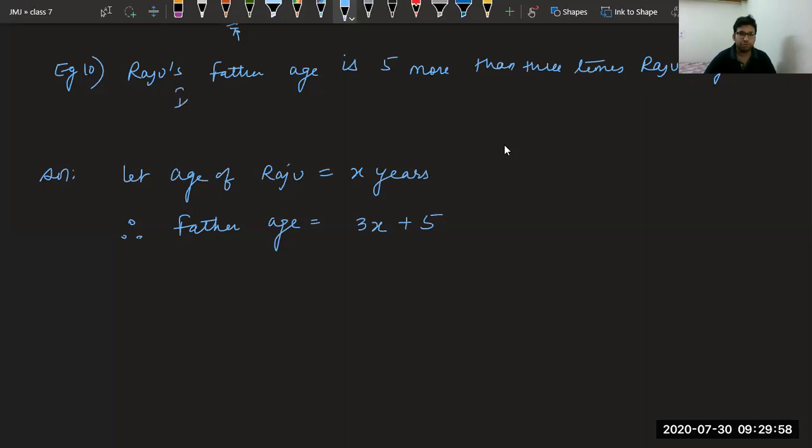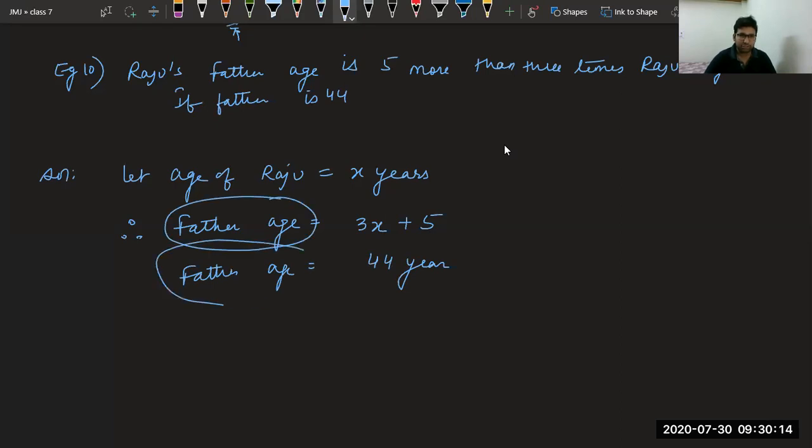After this, question is saying find Raju's age if his father is 44 years old. So we all know that father's age is given in numbers also as 44 years. What we can do is we can understand this is also father's age, this is also father's age. So these two things are equal. We can say the equation is 3x plus 5 is equal to 44.